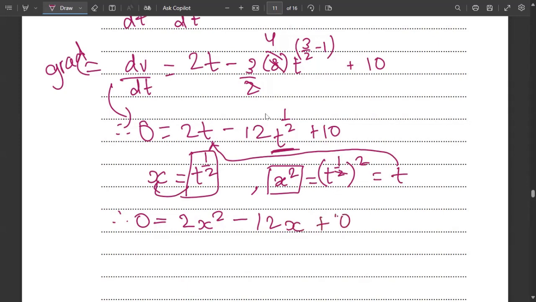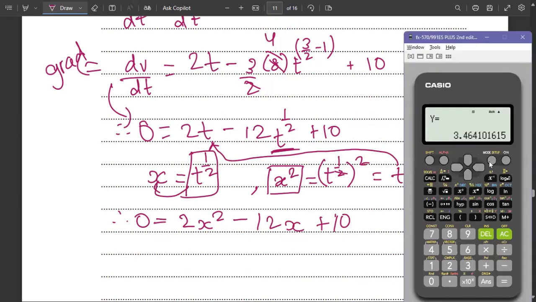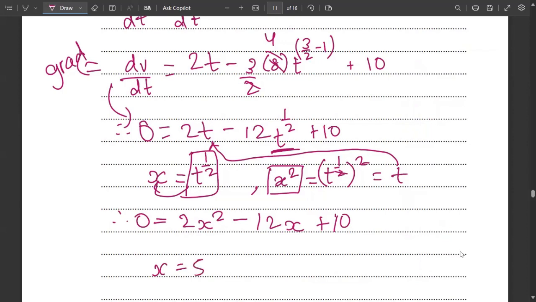Now putting this in the calculator, how I can do this is mode, setup, equation, and this ax squared plus bx plus c, the third option. I'll click that, and enter 2, minus 12, 10. Okay, so the answer is 5 or 1. So x equals 5 or x equals 1.